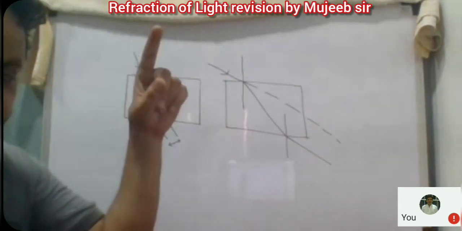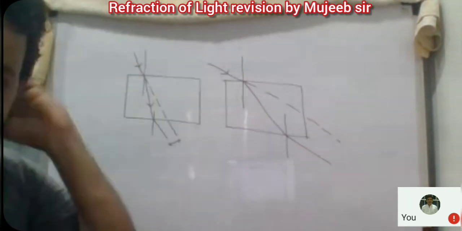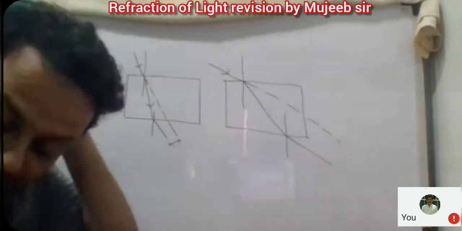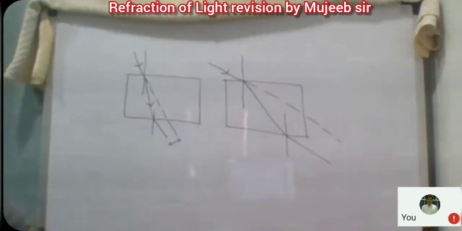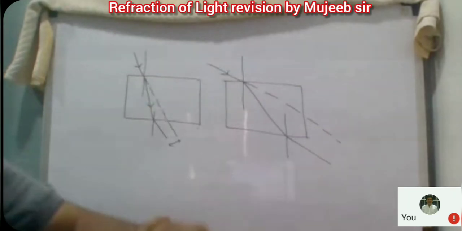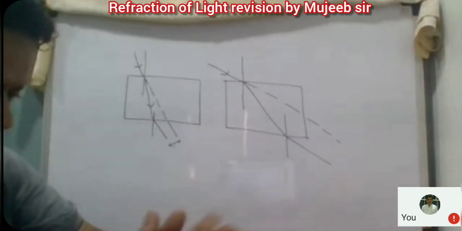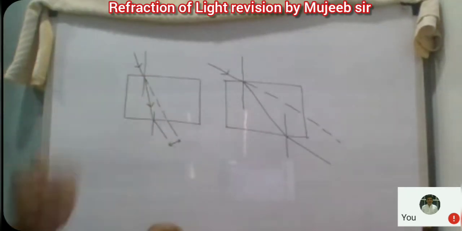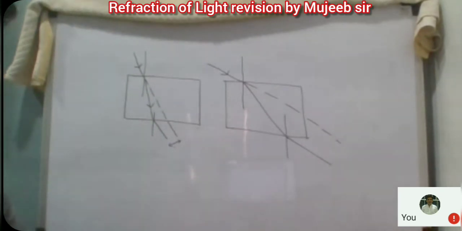The first one is the color of the light, because this bending will be different for different colors. So the lateral displacement will also be different for different colors. But here we are using white light. That's why we won't talk about the color.